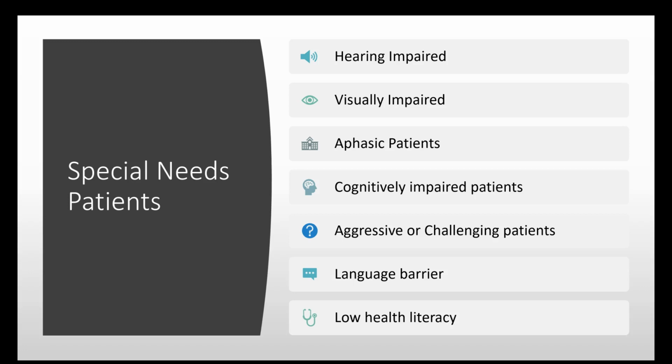Cognitively impaired patients, a lot of times you have to give the directions multiple times. You have to maintain the patience, okay? Be very kind and give them time to respond, okay?